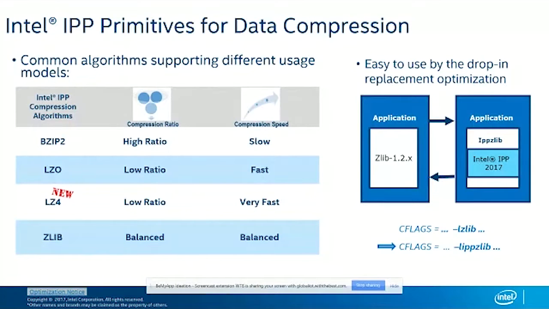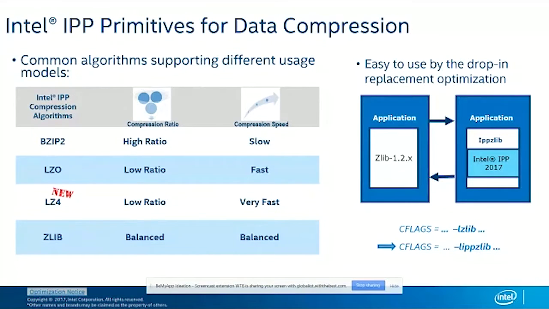Another very commonly used data compression algorithm in IPP is zlib, because it is actually a de facto compression standard. Many file archivers and many file formats use zlib for data compression. It is a very well-balanced data compression algorithm. It has a very good compression ratio, and it can also achieve very good compression speed. So it is a widely used compression algorithm in different applications.